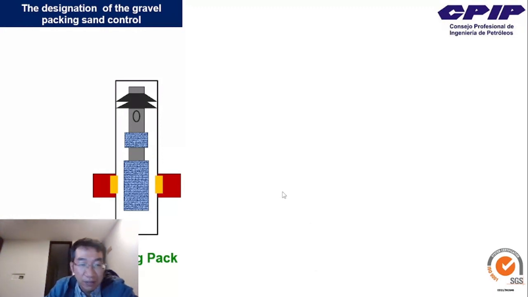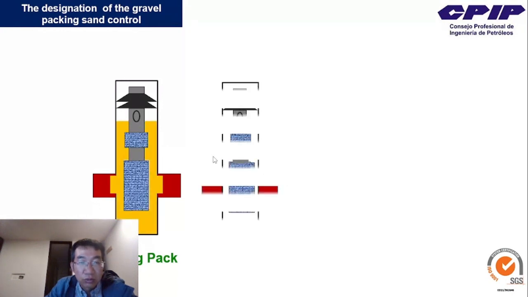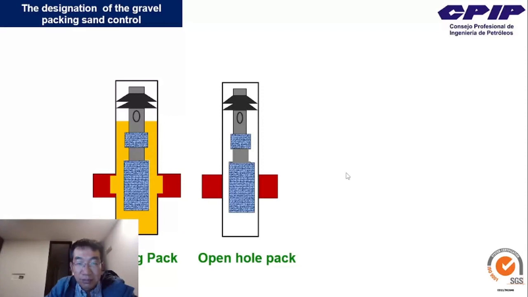This picture will show us the casing pack. We can see the picture. And this picture will show the open hole pack. We can see the picture.